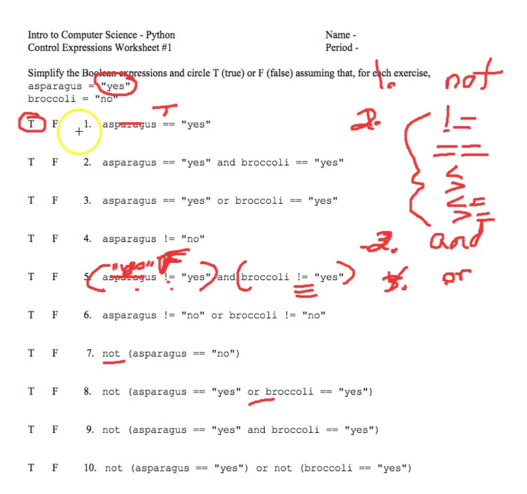Well, you see broccoli is the word no. And the word no is not equal to yes. That is a true thought. That is true. No is not equal to yes. So we put a little t here, meaning that this whole expression is true. So we're left with now a false anded with a true.